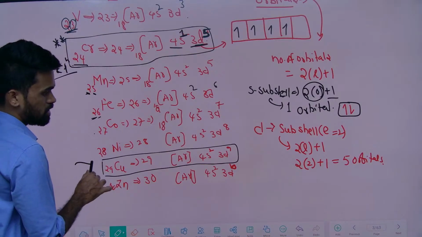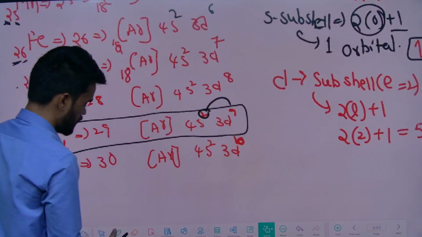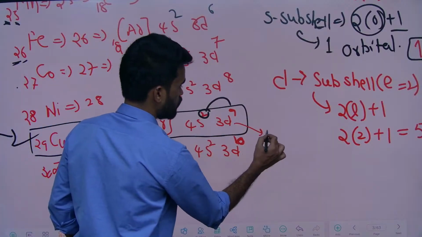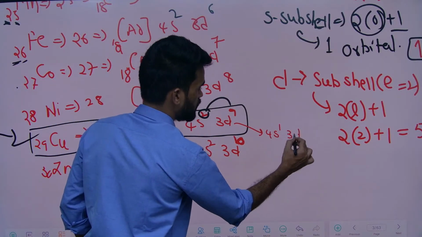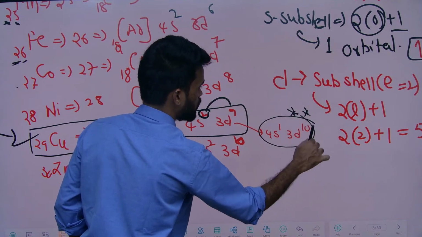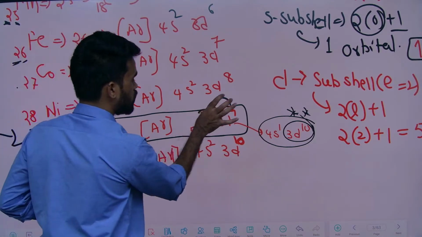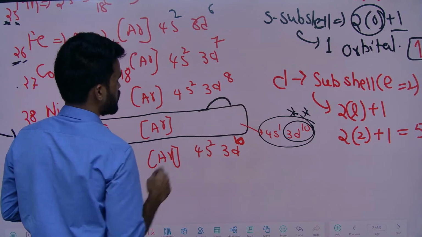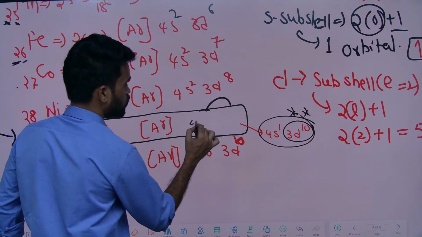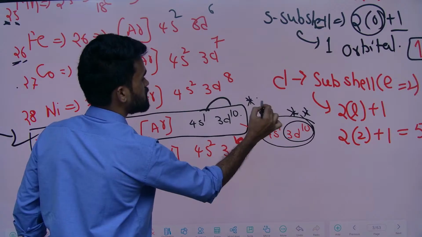But if I shift one electron from s to d, what happens? It becomes 4s1 3d10. So 4s1 3d10 is a more stable electronic configuration, because all d orbitals are getting filled. That's why the electronic configuration of copper also changes to 4s1 3d10. Like this you can remember.